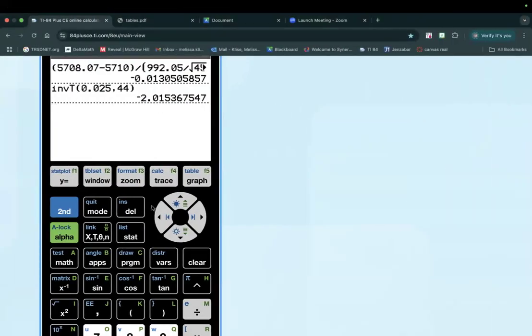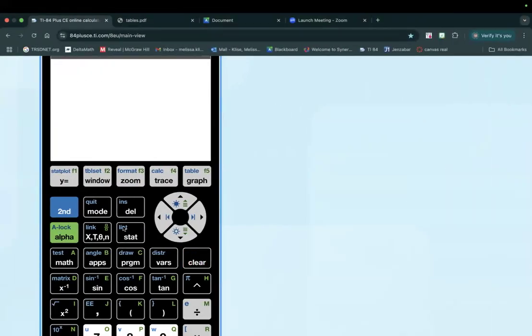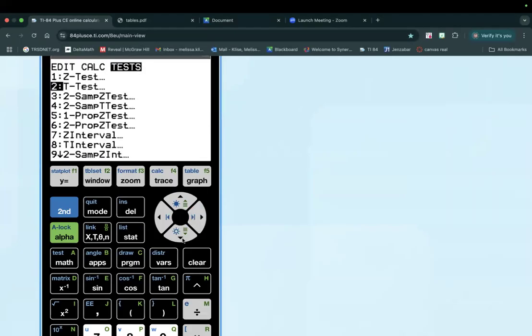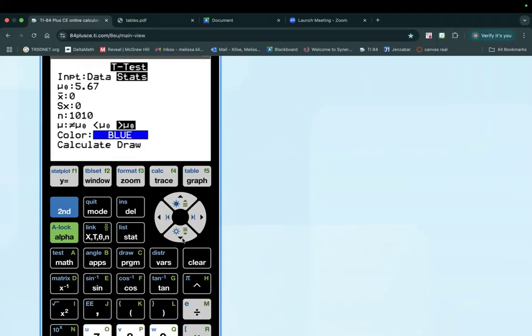All right, it's found in the same place. You do stat, go over to tests, and it's the second one down. It's t-test. I'm going to hit enter. This is similar to when we were doing confidence intervals. You either put the data in and it populates it for you, or you do stats, which is what we have right now.